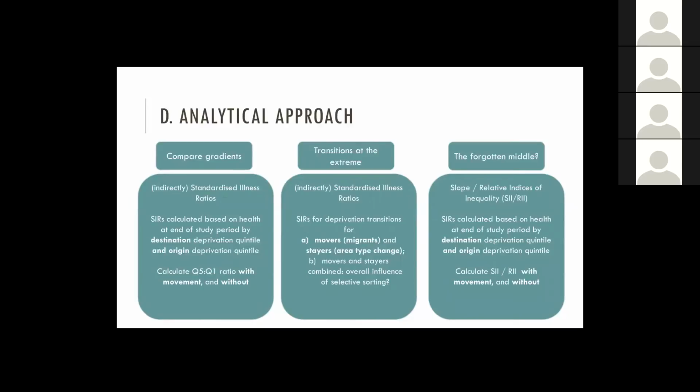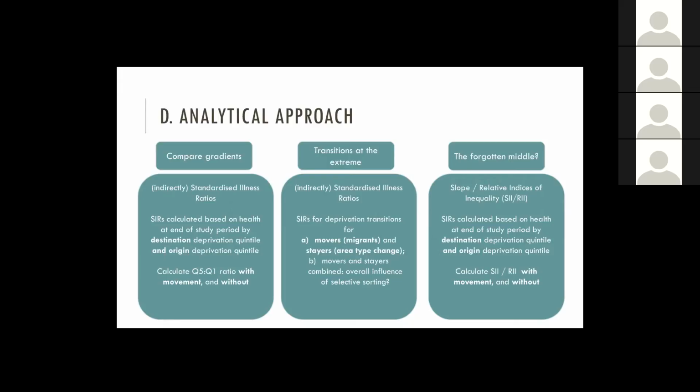So I use standardized illness ratios to look at the health status of these different quintiles and calculate that health measure by their health at the end of the study period, so either 2001 or 2011, and then look at this for population by their destination deprivation quintile and their origin deprivation quintile. So this is for the whole sample. There's no distinction between movers and stayers here. And then you can calculate the ratio between the most deprived and least deprived areas to see whether or not you have a difference with movement or without.